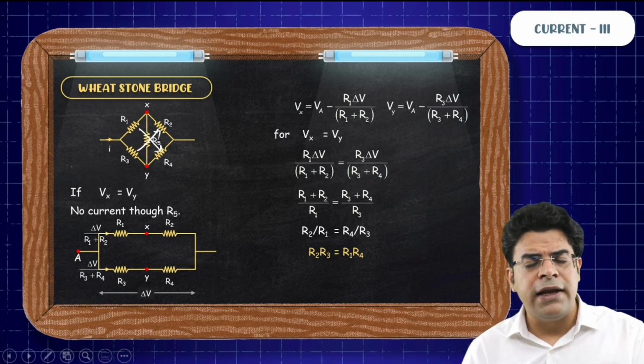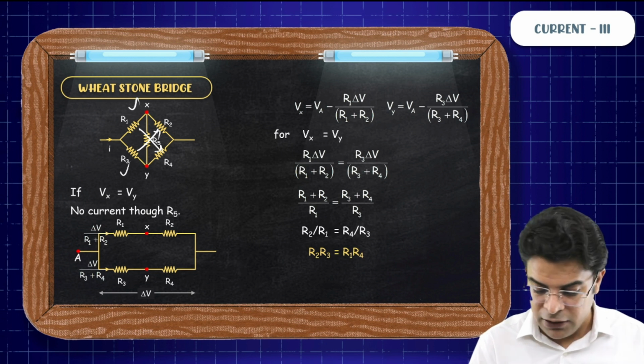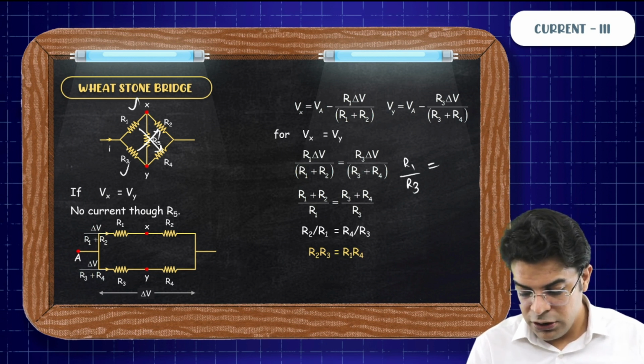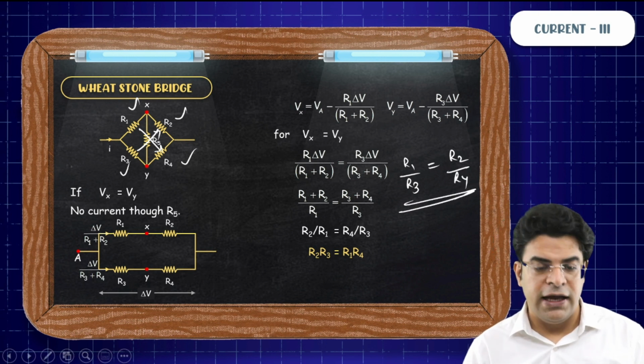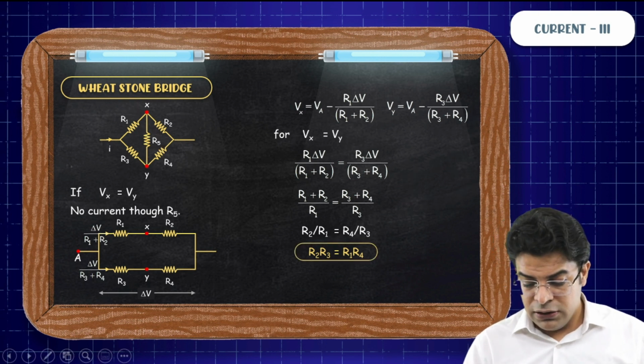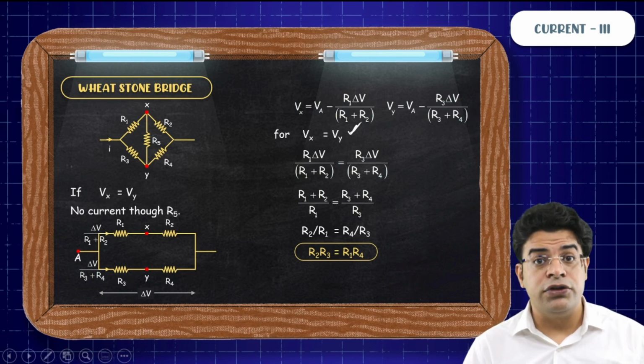People also like to write the same thing as R1 by R3 equals R2 by R4. You can write the same thing this way as well. Now, this is the condition for Vx to be equal to Vy.